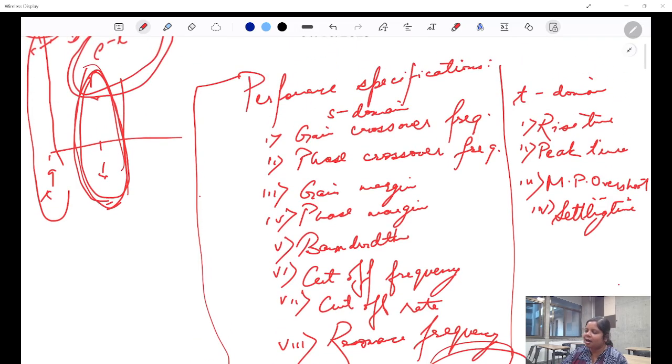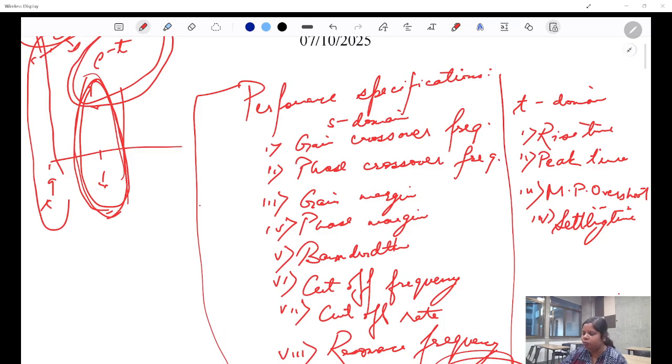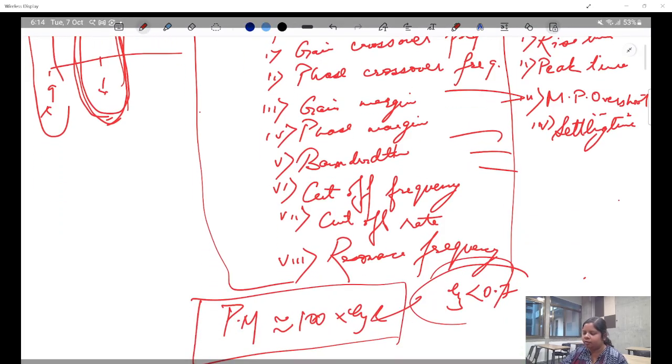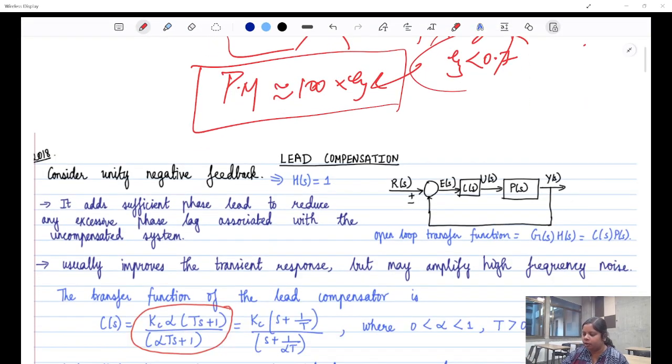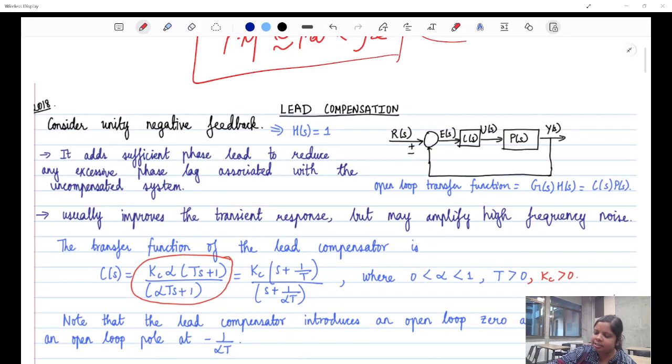So there are relations between both of these parameters, frequency domain and time domain, and we saw all the performance specifications. We did a couple of questions where we tried to find the gain crossover frequency, phase crossover, gain margin, phase margin, all of that we did yesterday, right? In case you have missed it, the lecture is already available on YouTube. Okay, so after this, let's move to lead compensator.